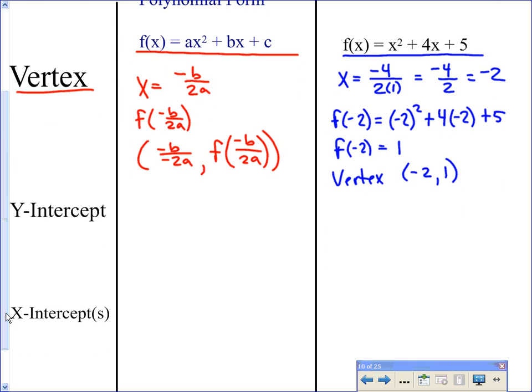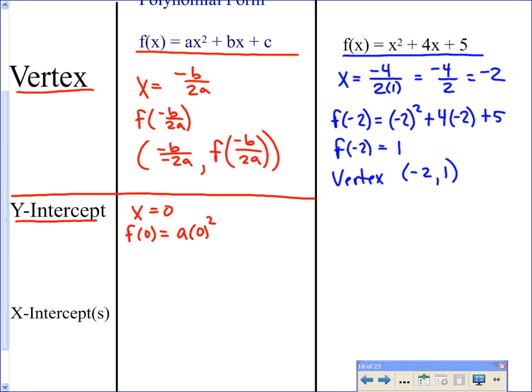And now let's look at the y-intercept. So again, just like last time, for your y-intercepts, what do you know? We know that x is equal to 0 because it's where it hits the y-axis. So if we find f of 0 with this one, we plug in 0 for our x value. We get a times 0 squared plus b times 0 plus c. Well, the 0 is going to knock out this term and this term, so f of 0 is just going to be c, which means that our y-intercept is always just c.